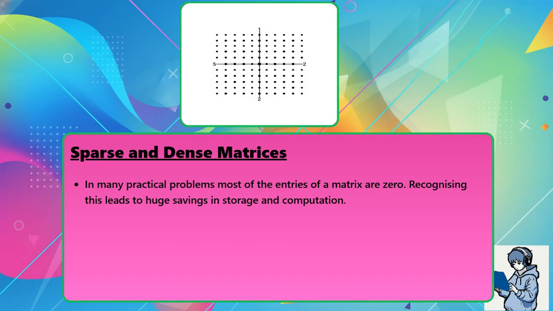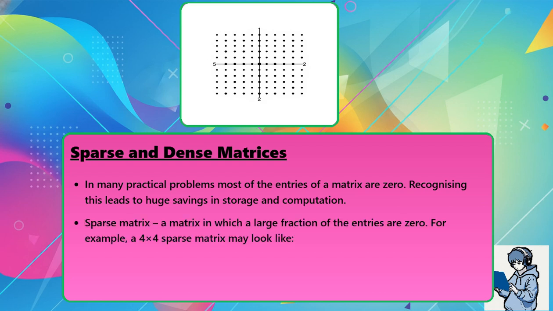In many practical problems, most of the entries of a matrix are 0. Recognizing this leads to huge savings in storage and computation. Sparse matrix: a matrix in which a large fraction of the entries are 0.